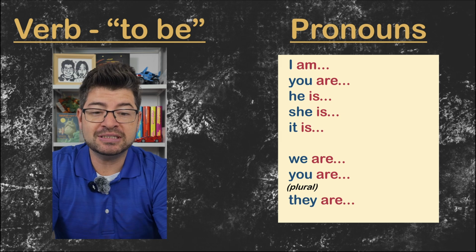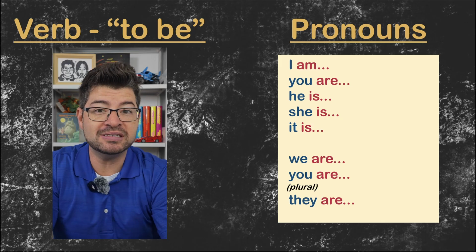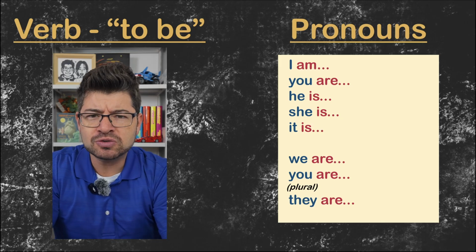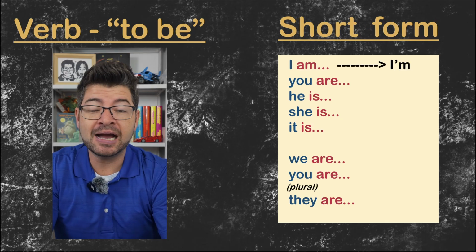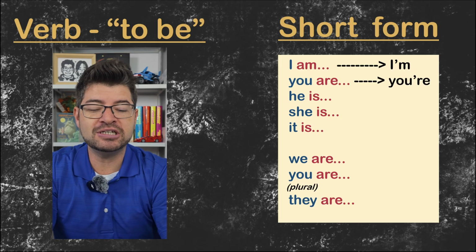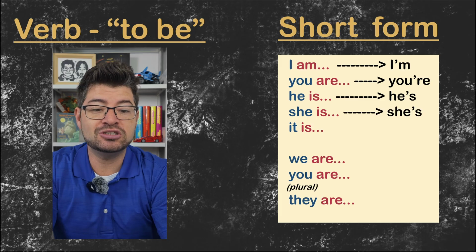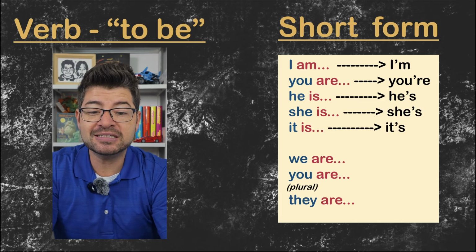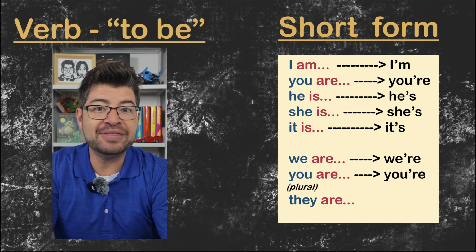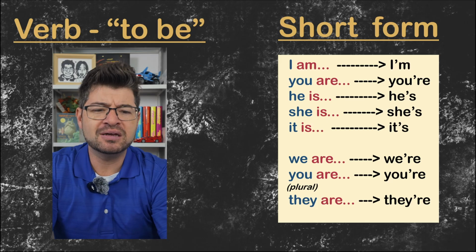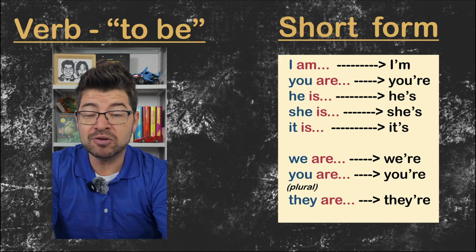Now, you can change these up. Instead of saying I am Adam, I am cold, I am hungry, we can shorten these to make them sound more natural. It's just easier to say too. So we can shorten I am to I'm. I'm hungry. I'm good. You are changes to you're. He is changes to he's. She is, she's. It is, it's. We are, we're. You are, you're. And they are changes to they're. Again, the short forms are just an easier way to say these words, and it does sound more natural.